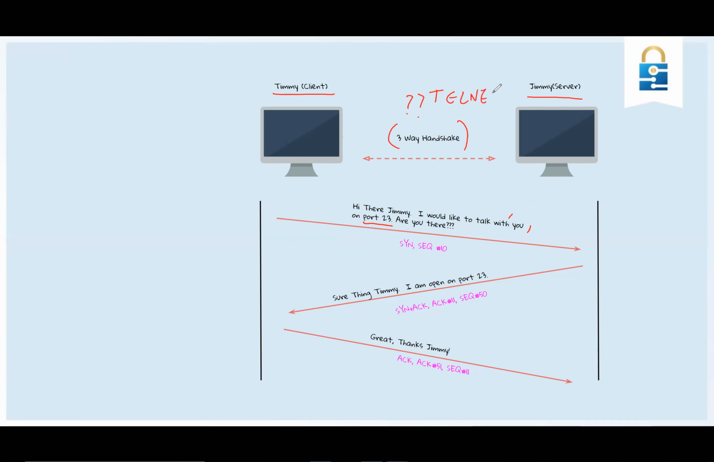So firstly, the first request that goes out from Timmy to Jimmy is going to look something like this. It's going to basically say, hey there, Jimmy, I'd love to talk with you on port 23. Are you there? So all this is asking is, is port 23 open? And if you are, would you be able to talk to me, right?